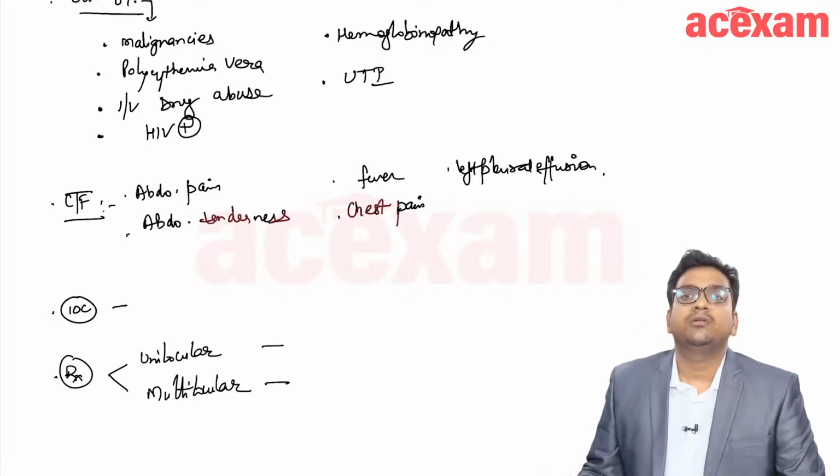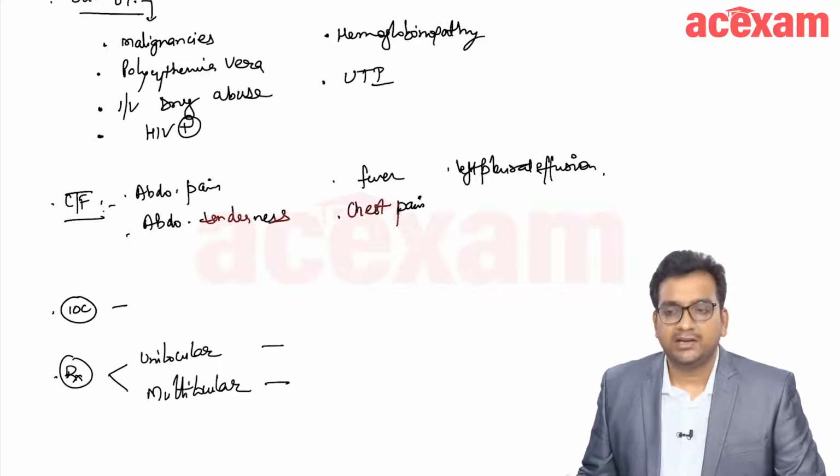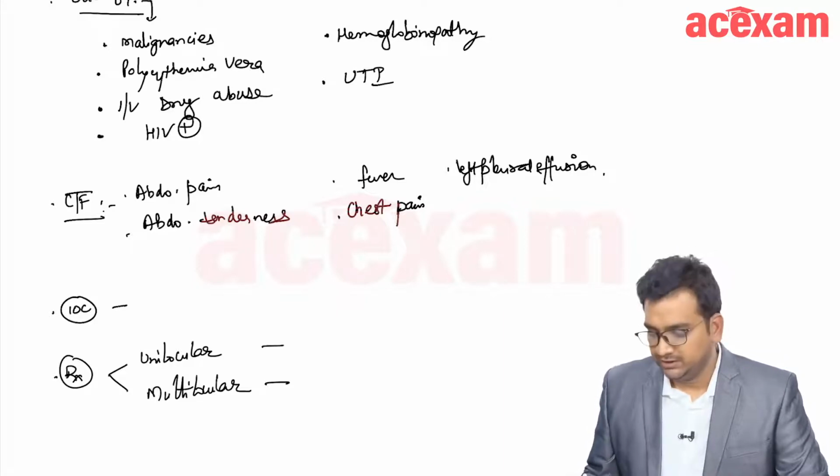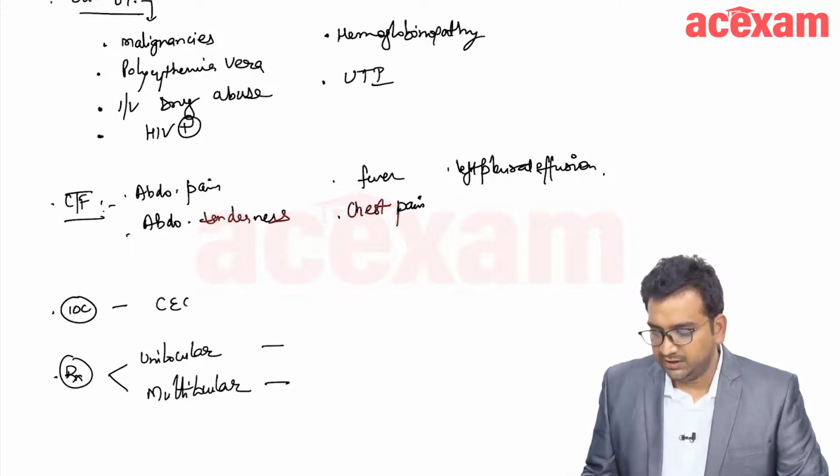Okay, now we have a clinical exam suspicion of splenic abscess. What is the initial investigation of choice? The initial investigation is ultrasound of the abdomen. And what is the investigation of choice? It is CECT abdomen.